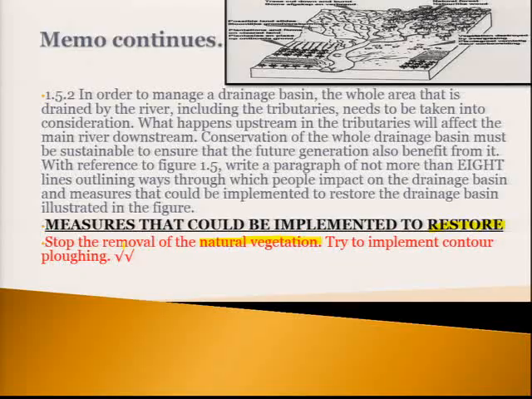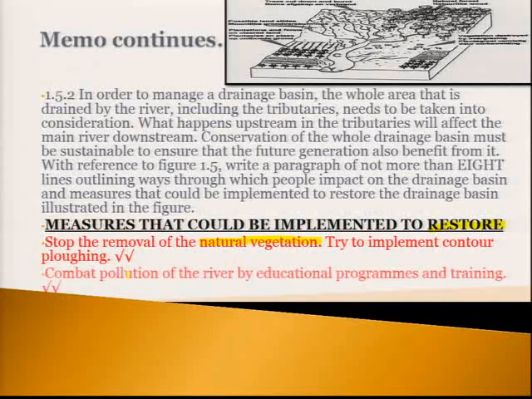So if a candidate says, stop removing the natural vegetation, you give 2 marks, even if she did not add to say, implement contour plowing. Second one, prevent pollution of the river by educating your people. There must be educational programs of training of our population so that they don't pollute the catchment area or the drainage basin. Plan irrigation in a more scientific way of doing things. Move away from an old method. Let's try the scientific way of doing it.